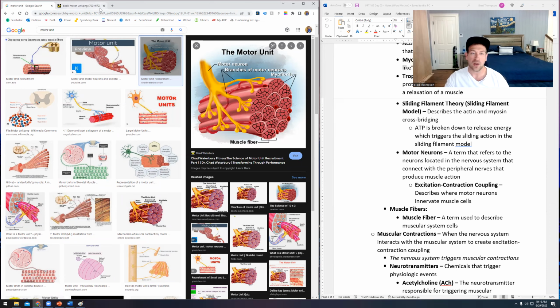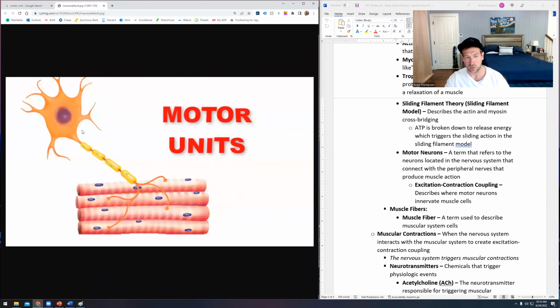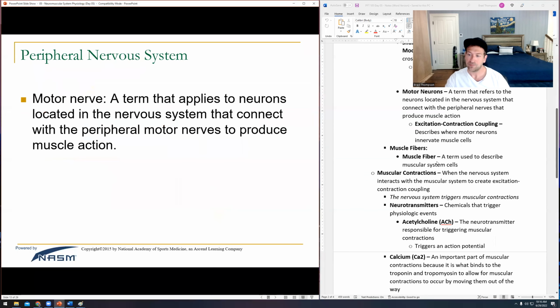But that's what a motor unit is, right? It's a motor neuron and all of the fibers that it is interacting with. This neuron's interacting with 1, 2, 3, 4 fibers, right? So you've got big motor units and you've got small motor units. So when we talk about a muscular contraction, we're describing where a motor neuron or a motor nerve is innervating your actual muscle cells. Okay.